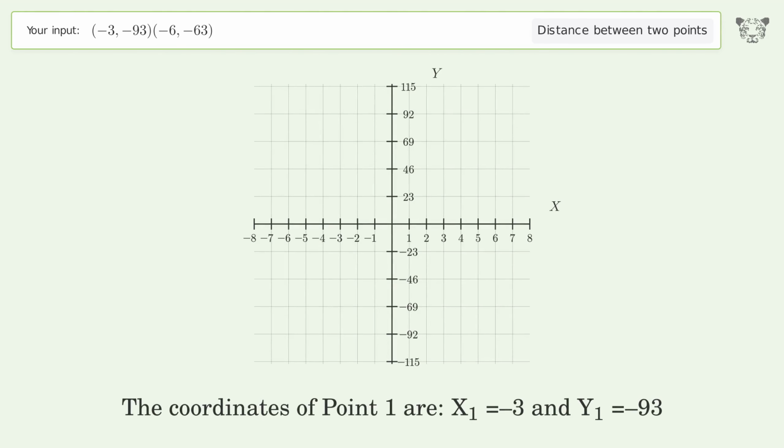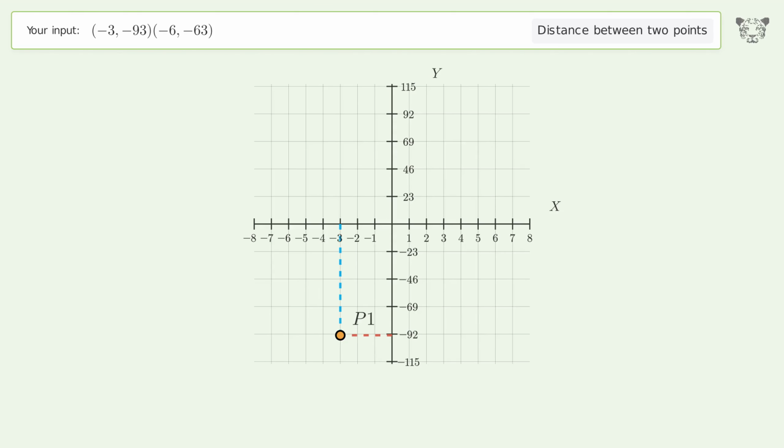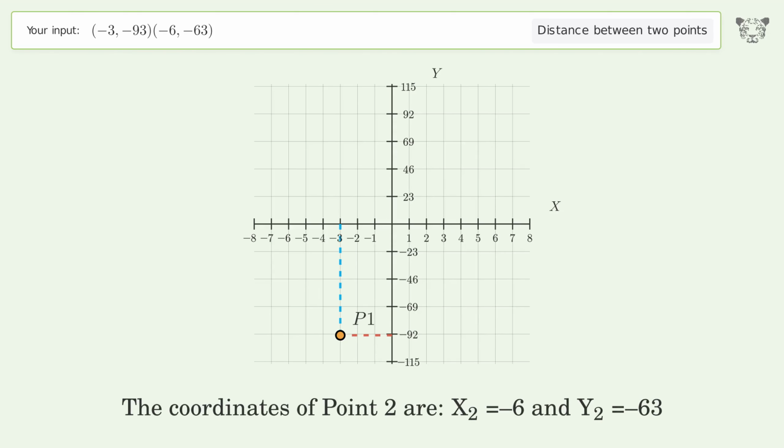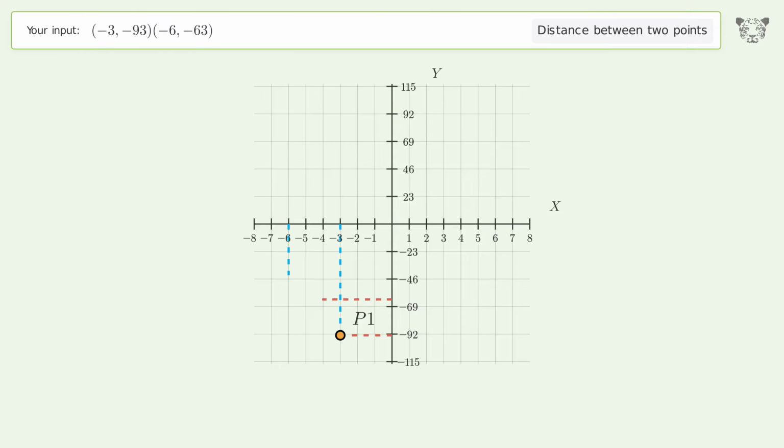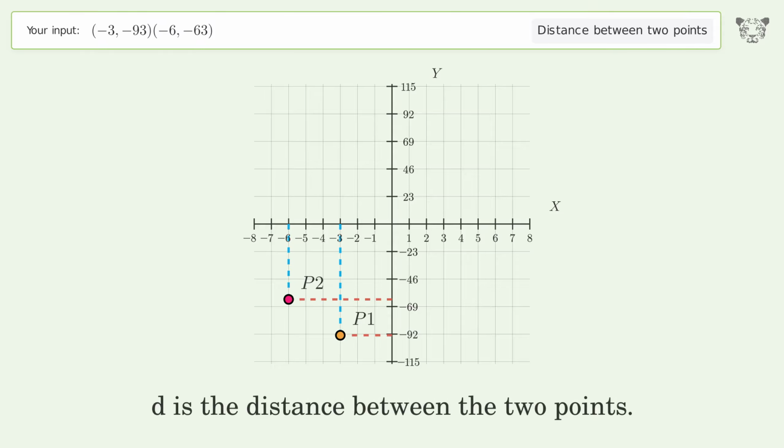The coordinates of point 1 are x1 equals -3 and y1 equals -93. The coordinates of point 2 are x2 equals -6 and y2 equals -63. D is the distance between the 2 points.